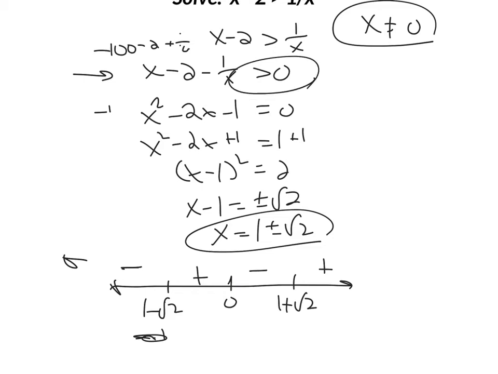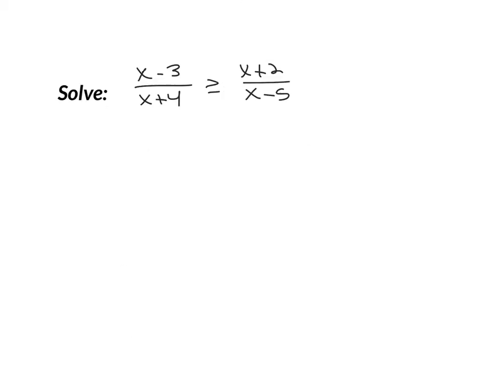So my answer is going to be between 1 minus the square root of 2 and 0, and also from 1 plus the square root of 2 to infinity. All right, I hope that's not too much right there, but that's how we roll today. So let me show you one more.